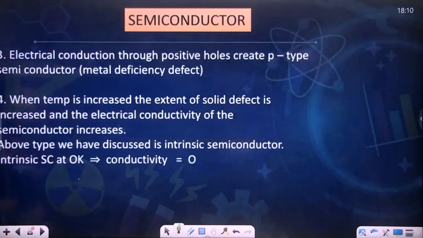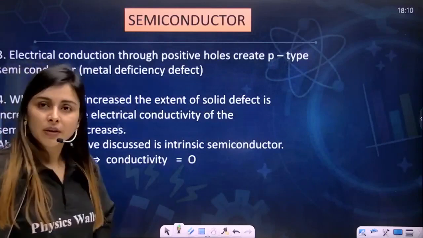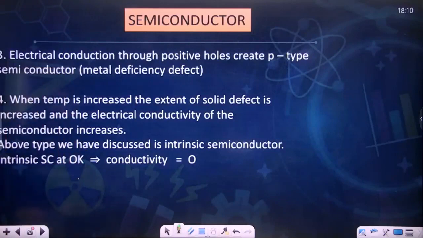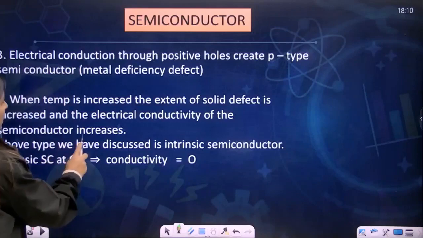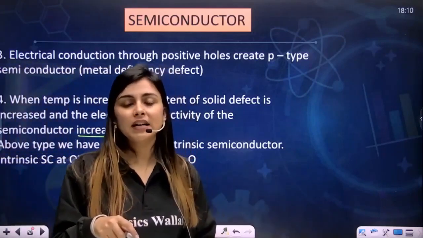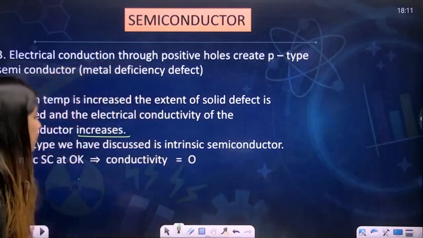Now, electrical conductance through positive holes creates a P-type semiconductor. We'll be discussing both types of semiconductors right now. When temperature is increased, the extent of defect is increased and the electrical conductivity of the semiconductor increases. Because if you increase the temperature, obviously more valence band electrons can go to the conduction band and eventually they can conduct electricity.